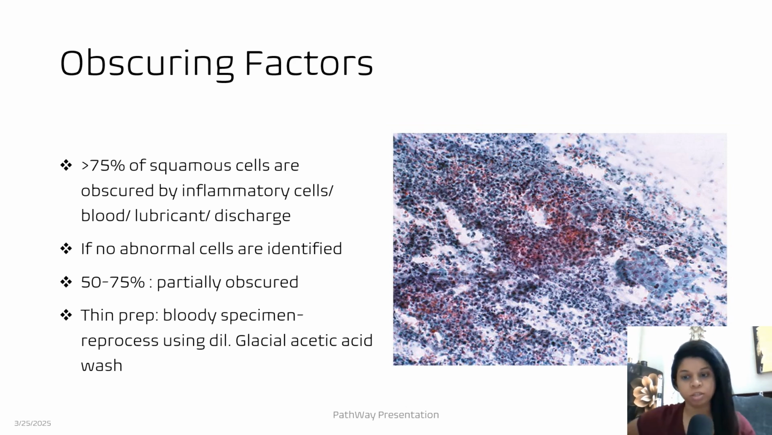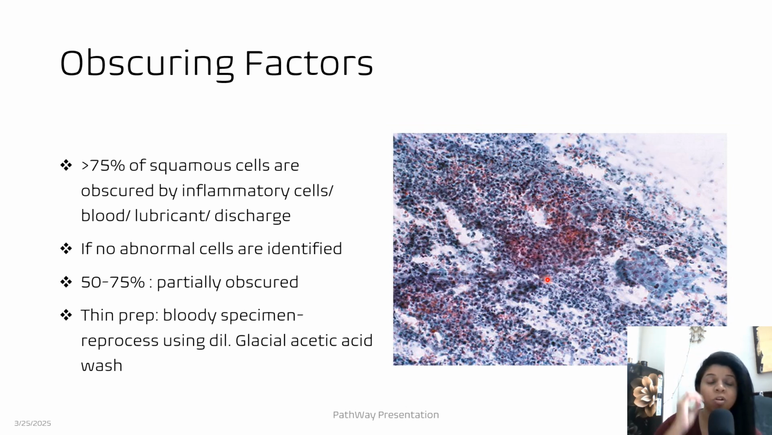Due to obscuring factors. If more than 75% of the squamous cells are obscured by inflammatory cells or blood or lubricant or discharge, then you should call the slide unsatisfactory for evaluation. Once again, more than 75% of the squamous cells are obscured by inflammatory cells or blood or lubricant or discharge. As you can see in the figure here, you can see only inflammation.